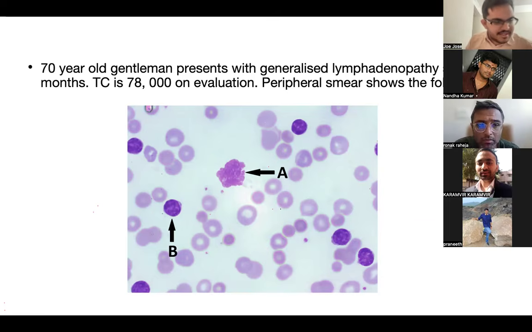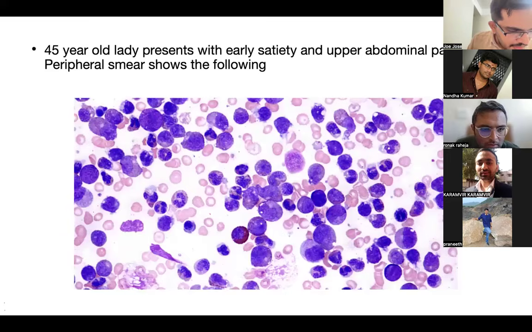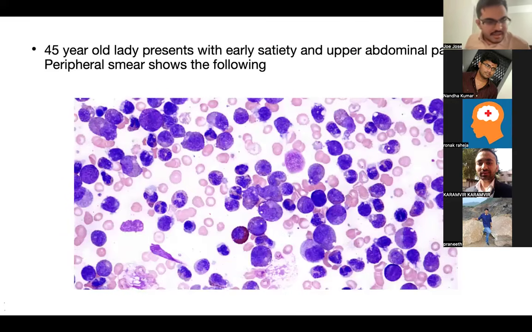Right. Okay. Let's move on to the next one. This will go to Dr. Chandana. So a 45-year-old lady presents with early satiety and upper abdominal pain. Peripheral smear shows the following. What can you see here? Dr. Chandana, are you there? Okay, that's fine. We'll go to Dr. Poonam.